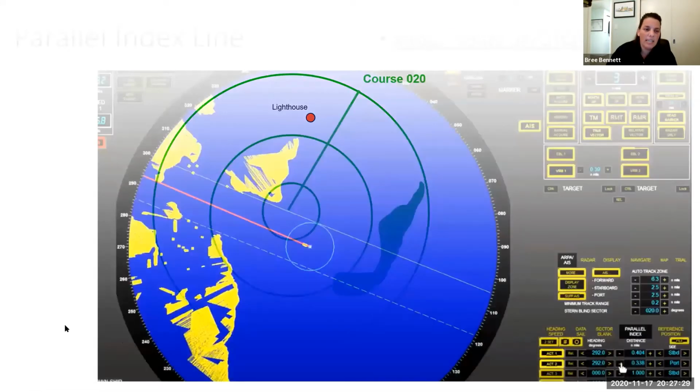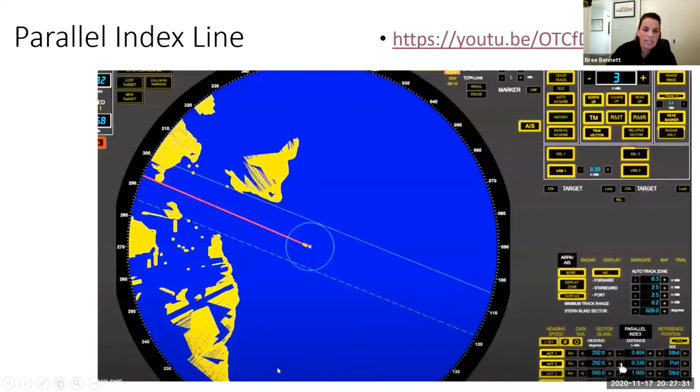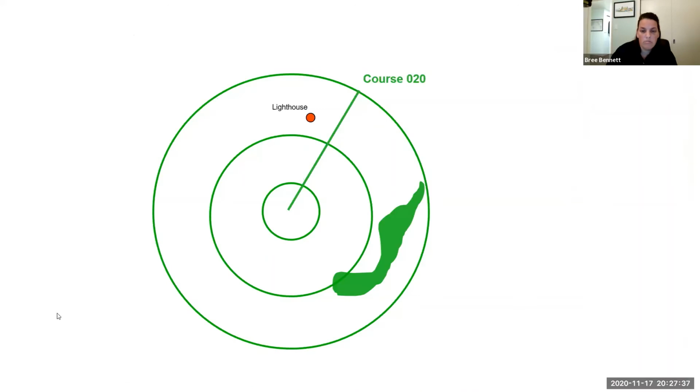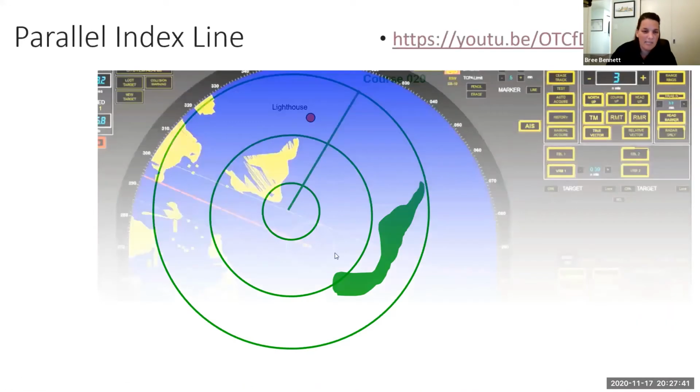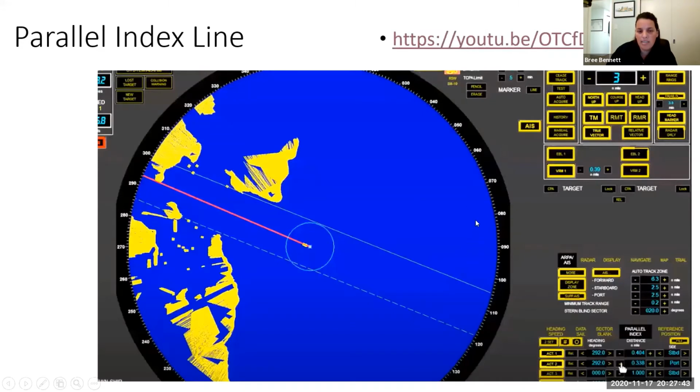Questions on parallel indexing lines? I feel like I did that pretty quickly, but they are really important. Does it make sense? Has anyone used a parallel indexing line before, or even heard of them before? No, I've heard of them. I've just never used them. Okay. Haven't used them. No questions yet.